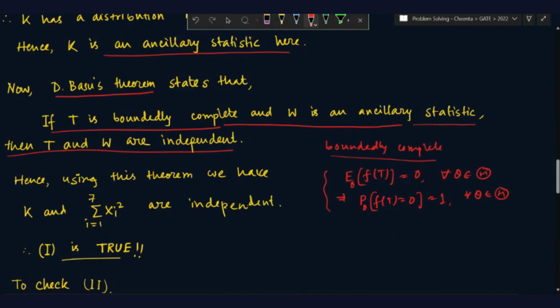So we can apply Basu's theorem here. Using Basu's theorem, we get k and summation x square independent, as k is ancillary, and summation x square is complete sufficient, and hence boundedly complete and sufficient.